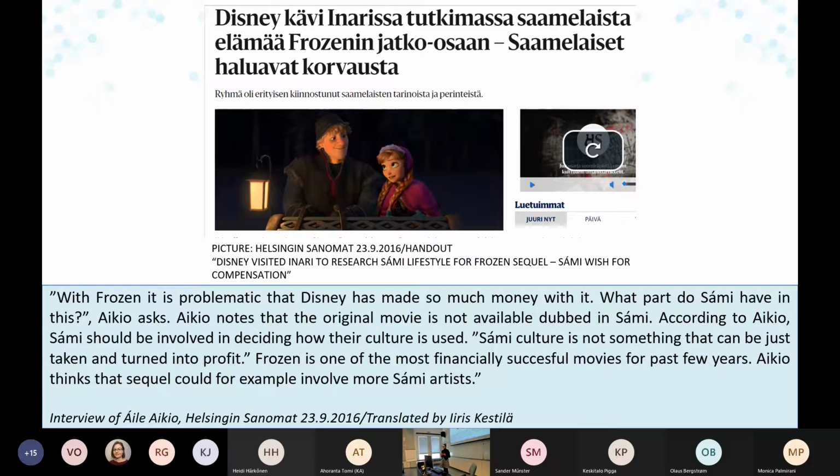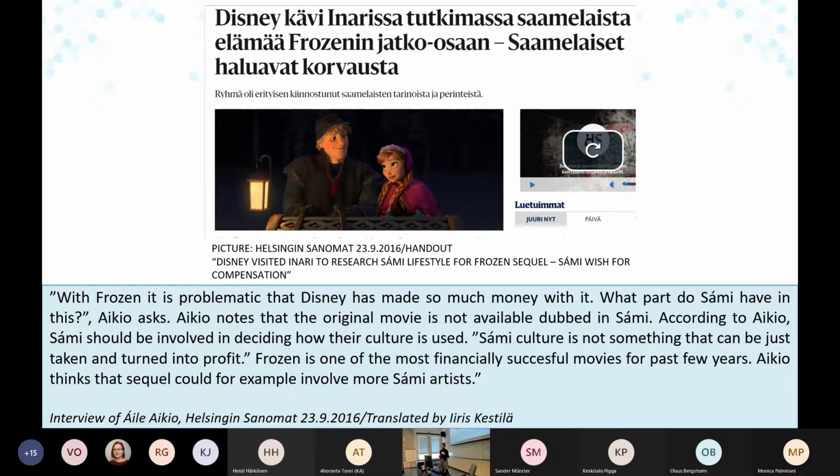And according to this quote, the question is why Frozen is problematic. It is because, first of all, it does not acknowledge at all the culture of the Sami. Second, nothing is returned to the community.